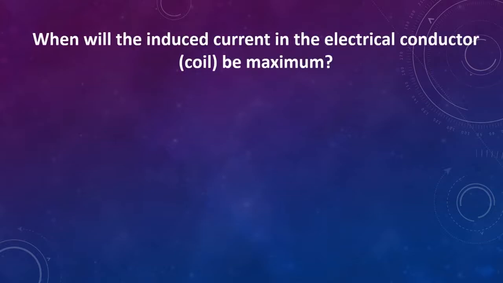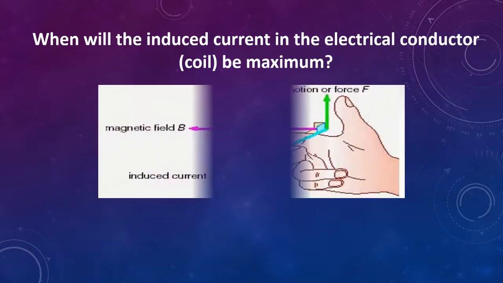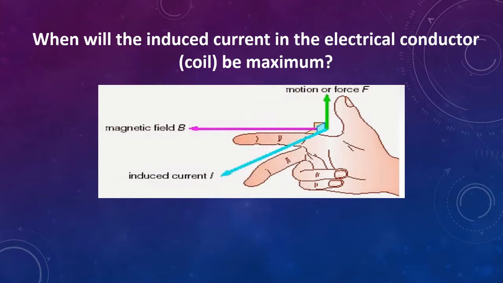So there is a question for you all. When will the induced current in the electrical conductor or a coil be maximum? There is a current induced in the coil, so when will this current be maximum? Like in the previous slide, we have seen that the magnetic field, the induced current and the movement of the conductor are all perpendicular to each other, and this is shown by Fleming's right hand rule.